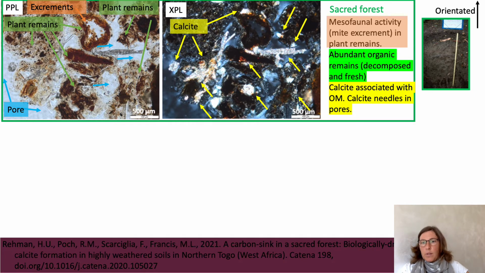Using crossed polarizers allows us to see the calcite. These are these spangly birefringent crystals that you can also see in the plain polarized light image, but not as clearly. They are very strongly associated with organic matter in the soils, suggesting that their formation is intimately associated with the presence of the organic matter.